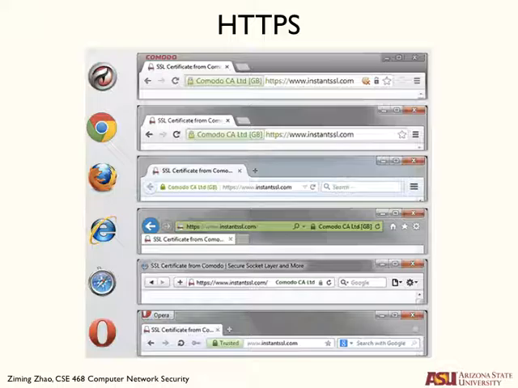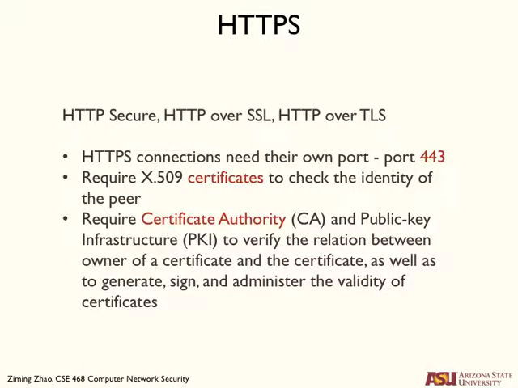And usually the browser will show a green bar and a lock to give you this psychological feeling that you are building a trusted and secure communication with your web server. HTTPS usually uses its own port number 443 instead of the default port number 80 for HTTP. And HTTPS will use a certificate to check the identity of the server.